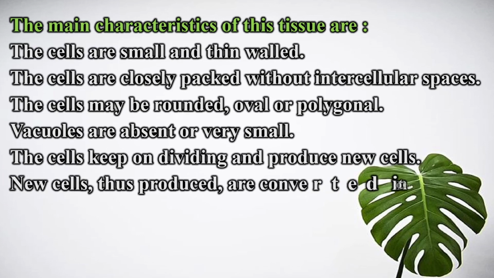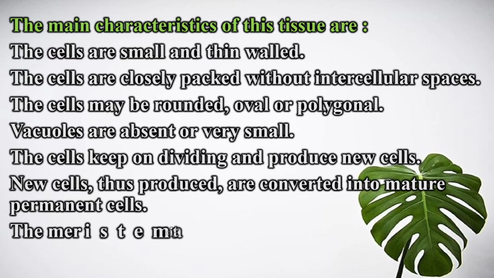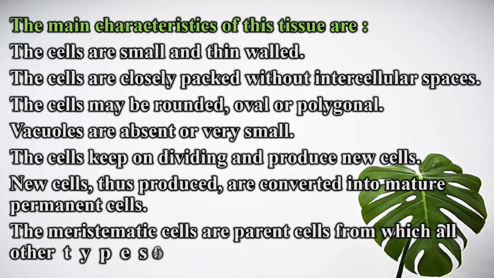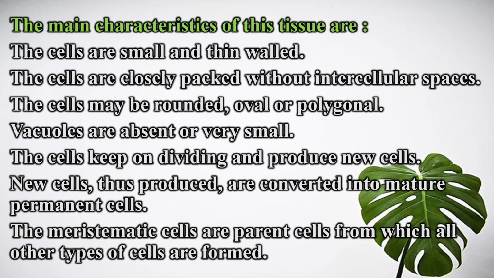The cells keep on dividing and produce new cells. New cells, thus produced, are converted into mature permanent cells. The meristematic cells are parent cells from which all other types of cells are formed.